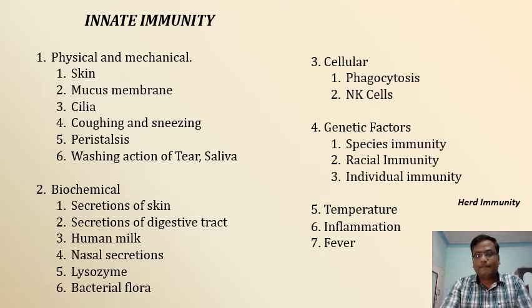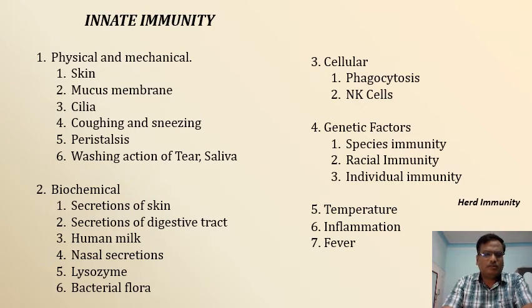Then peristalsis. Peristalsis is a movement of alimentary canal where I can say the vomiting. So whenever some unwanted substance enters through the food, the body is going to remove it out of the body by means of peristalsis. And washing action of tear and saliva. So if something falls in our eyes, the eye is going to produce large quantities of tears so that it wants to wash off that unwanted material. So these are actually the protective mechanisms which are there in general way.